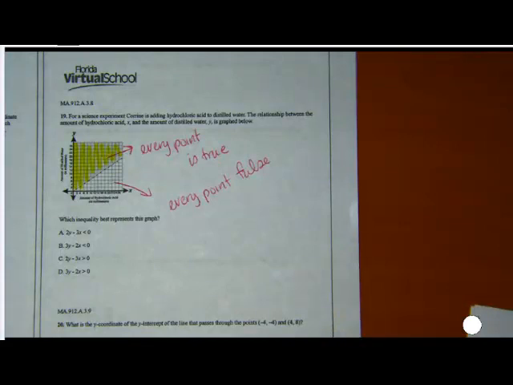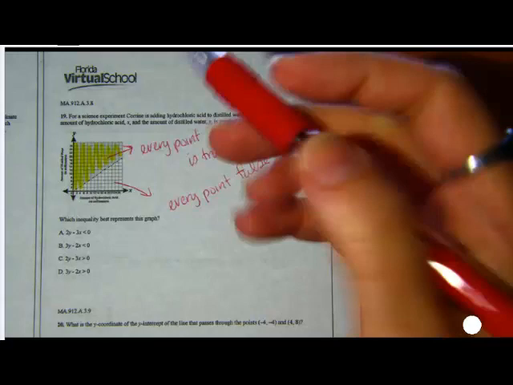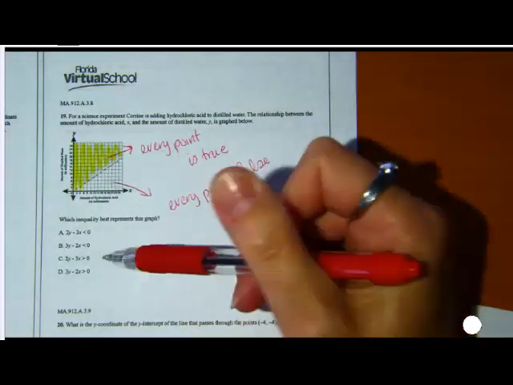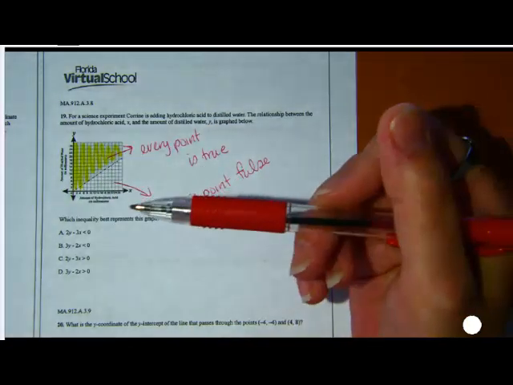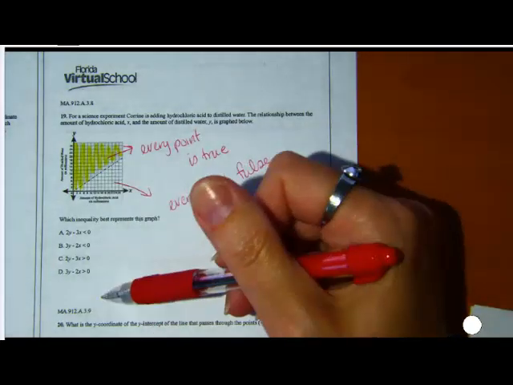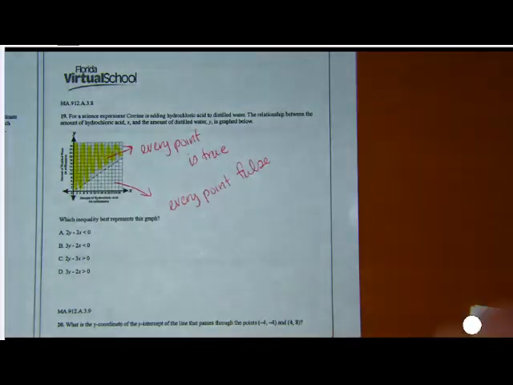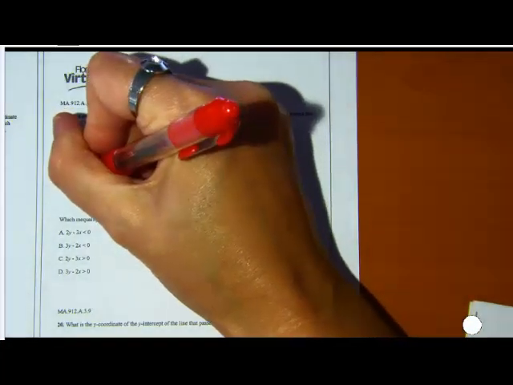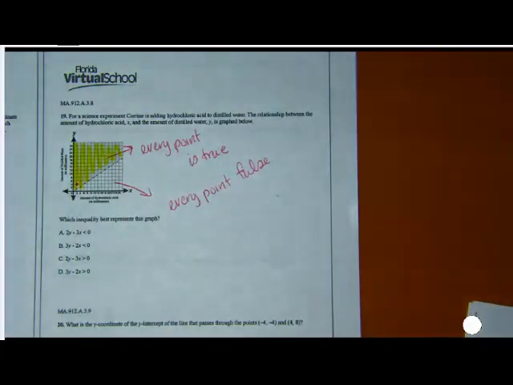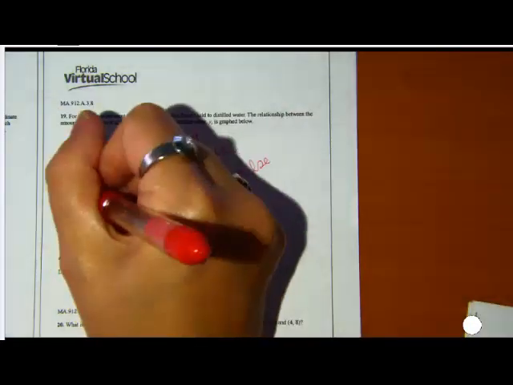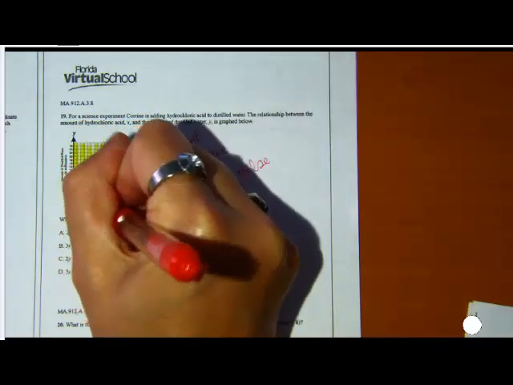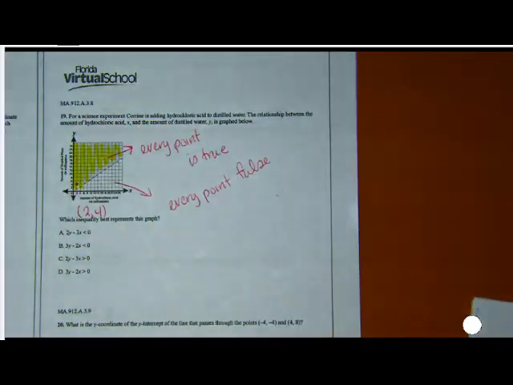So what we have to do is we can just pick any random point in here, and start plugging them in for x and y, and then we need to find the true statement. So I'm going to pick that point right there, because it's a small number, but I know for sure it's in the shading. And that point right there is (2, 4). Following me so far?